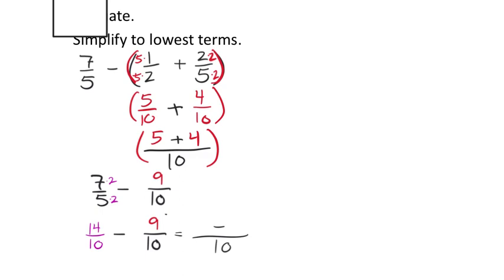This is subtraction. I'm going to take 14 of the tenths and subtract 9 of the tenths, which is 14 minus 9, which is going to be 5. Now we've taken the original problem and narrowed it down into one fraction at the end here, 5/10. But that's not our actual answer because of the simplification part.